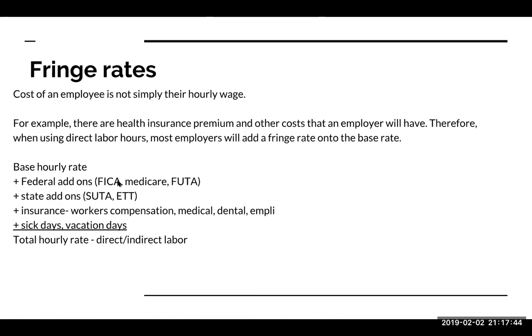You've got the federal add-ons, right? As an employer, up to a certain dollar amount, I'm required to put in 6.2% for Social Security taxes, or SST. I have to make a contribution of 0.145% for Medicare. And then there's also federal unemployment tax insurance. I might have some state add-ons, which are state unemployment insurance or the employment training tax.